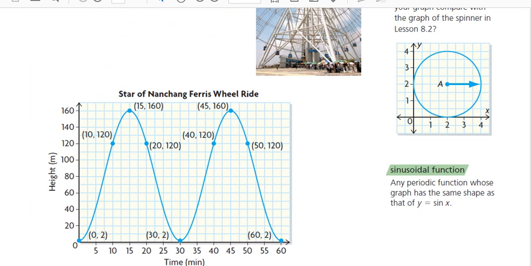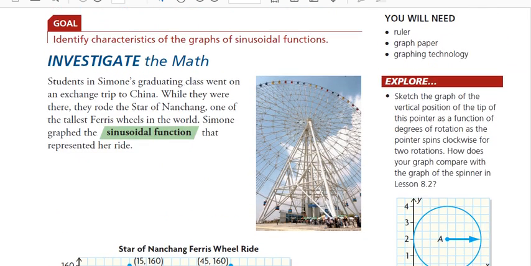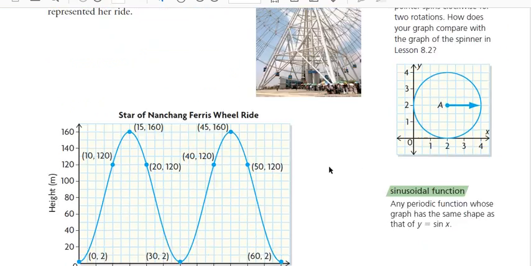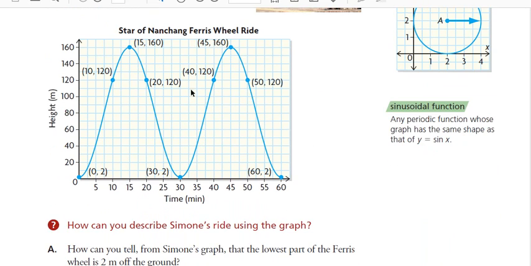All right. Now that we got that out of the way, we talked about amplitude, right? Period length. We talked about midline last section. So in this section, we're going to explore more of the graphs of these functions and what the graphs mean in real life situations. So let's just get some practice here. Let's take a look at this introduction here.